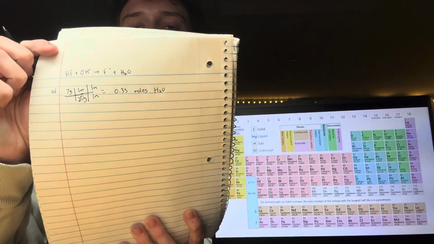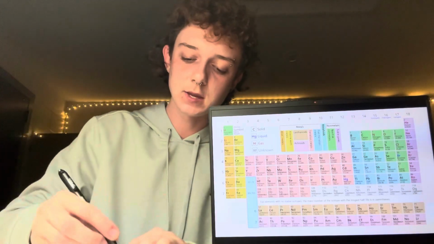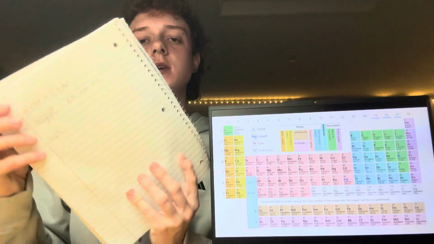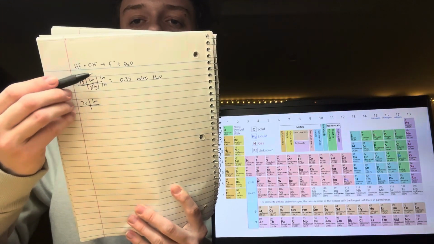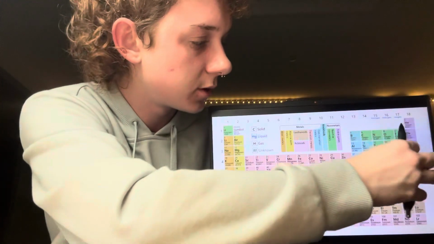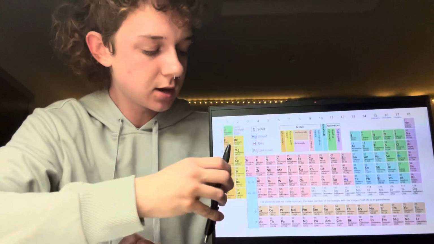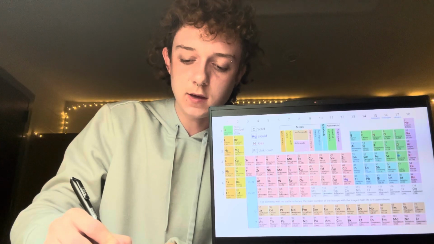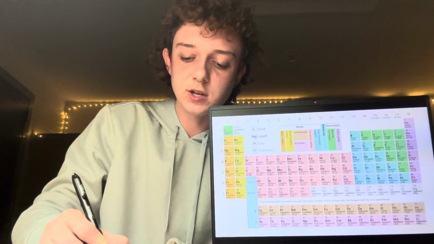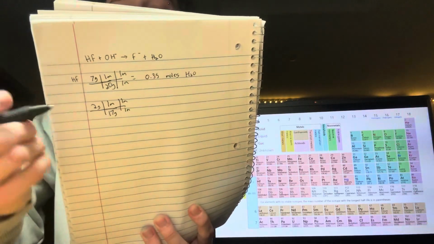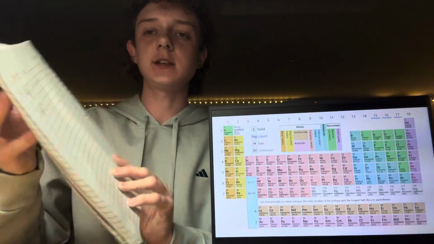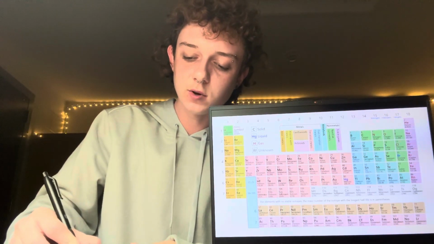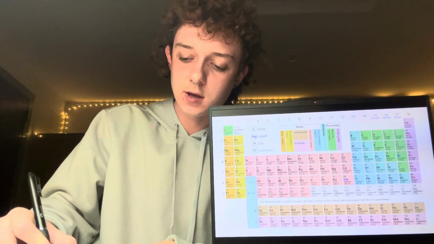Now we're going to be doing the same thing with the hydroxide. So we have 2 grams of hydroxide, and we want to get that to moles. And hydroxide is an oxygen and a hydrogen. Oxygen's molar mass is 16. Hydrogen's is 1. 16 plus 1, 17. And then again, everything is a 1-to-1 ratio in this reaction. Multiply across and divide down. 2 divided by 17 is about 0.12 moles of H2O.